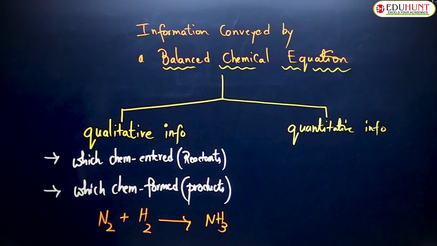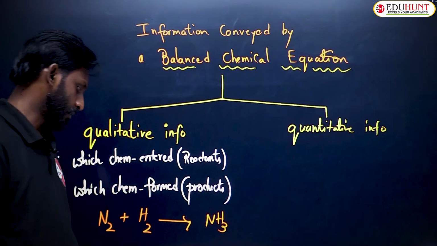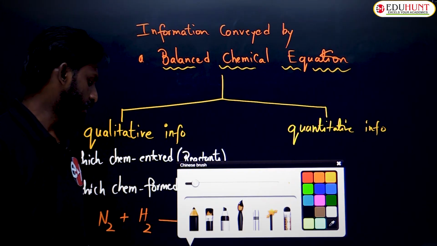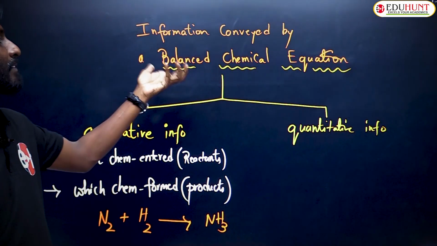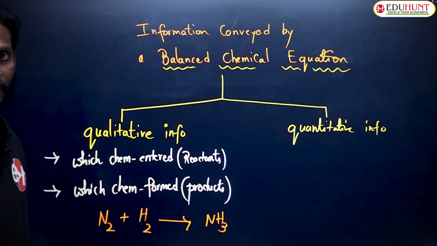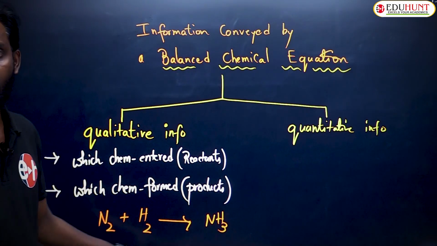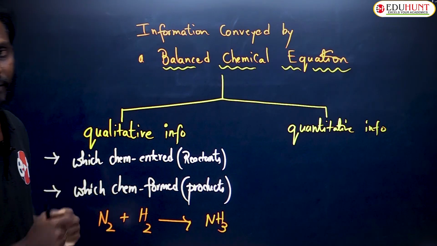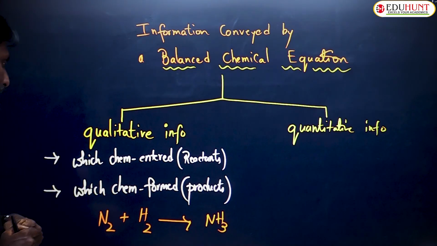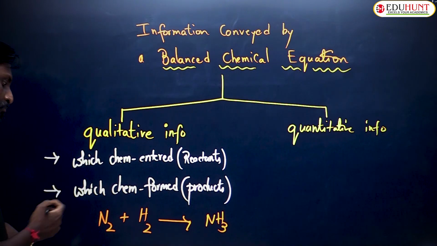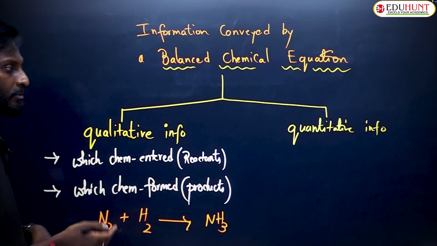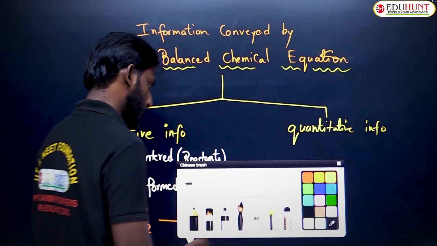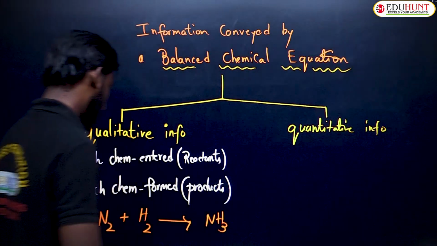Okay, but it is not completely balanced. Or first of all, it is not balanced. Let me balance this, because our heading is the information conveyed by a balanced chemical equation. Whether it is balanced or not, by simply mentioning the chemical species, it is giving qualitative information. But to have some quantitative information about the same reaction, you need to balance this.